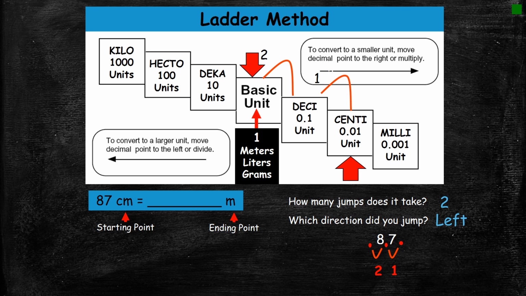So I move that decimal over 2 spots to the left. Your answer would be 0.87 meters, or 87 hundredths of a meter. So it's not a whole meter right now, it's just part of a meter.